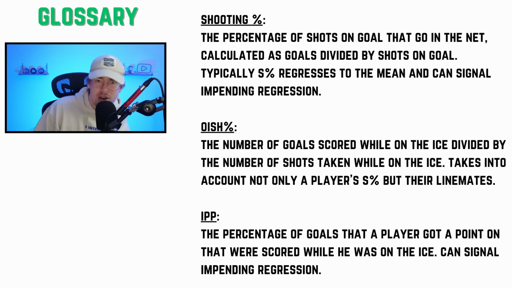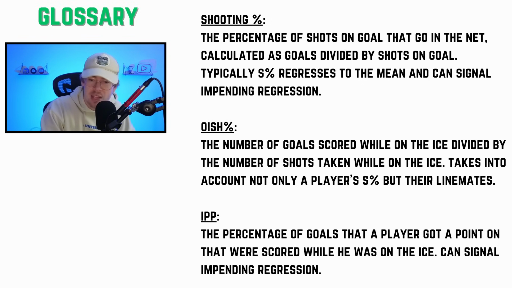On-ice shooting percentage is very similar, but instead of only taking a player's shooting percentage into account, it also takes their line mates. So it's the number of goals scored while on the ice divided by the number of shots taken while on the ice. This can help us determine whether a player's line mates are overperforming or underperforming, and obviously that's going to determine impending regression.